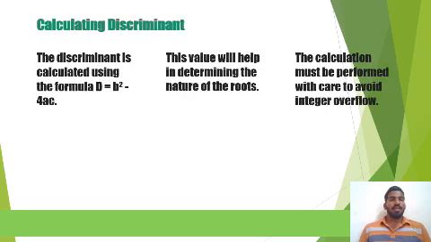Calculating discriminant. The discriminant is calculated using the formula d equals b square minus 4ac. This value will help in determining the nature of the roots. The calculation must be performed with care to avoid integer overflow.